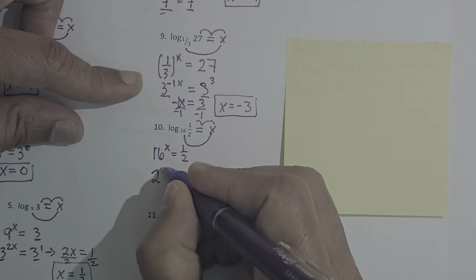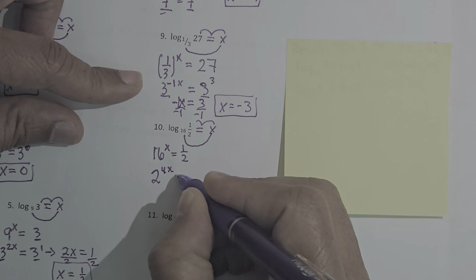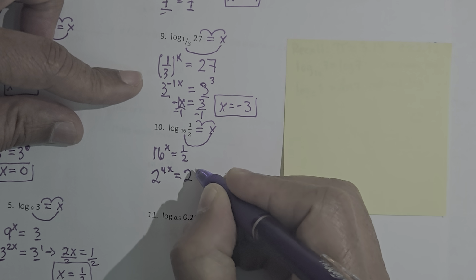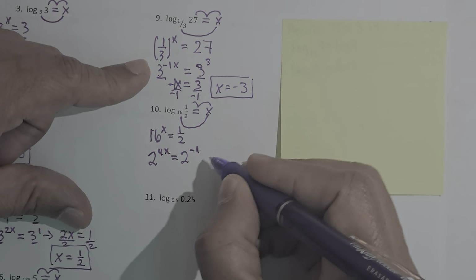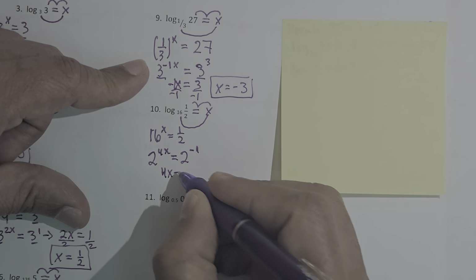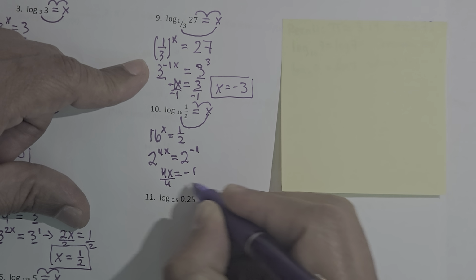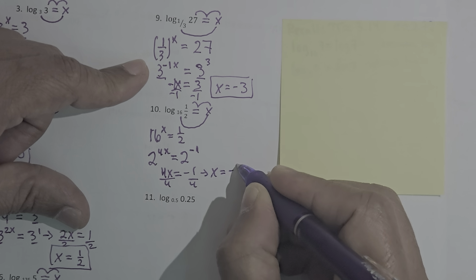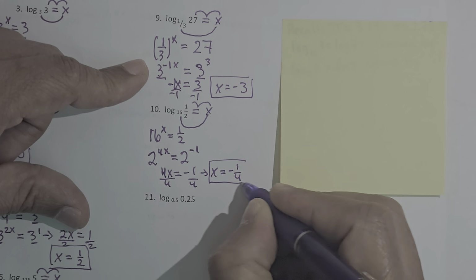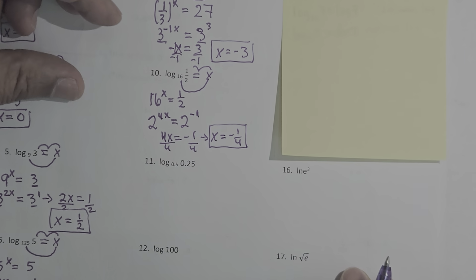So then this is going to be 2 to the fourth, to the power of x, is equal to 2 to the negative first power. So then we set 4x equals -1. And then we solve for x. So divide by 4, divide by 4. So then the answer to this problem is x equals -1/4. Okay, and that's all for number 10.